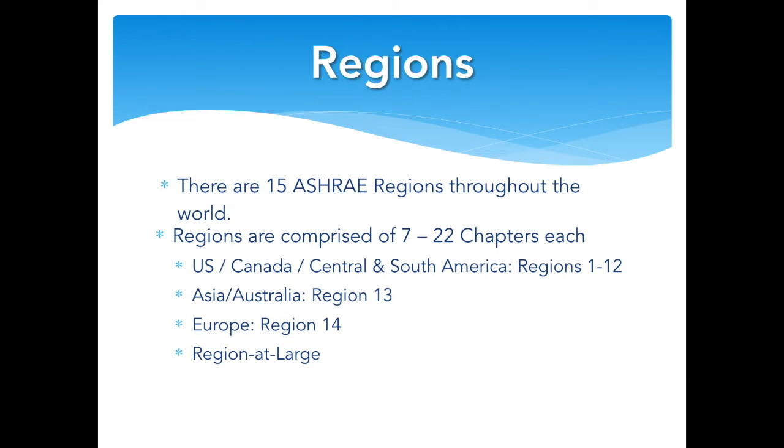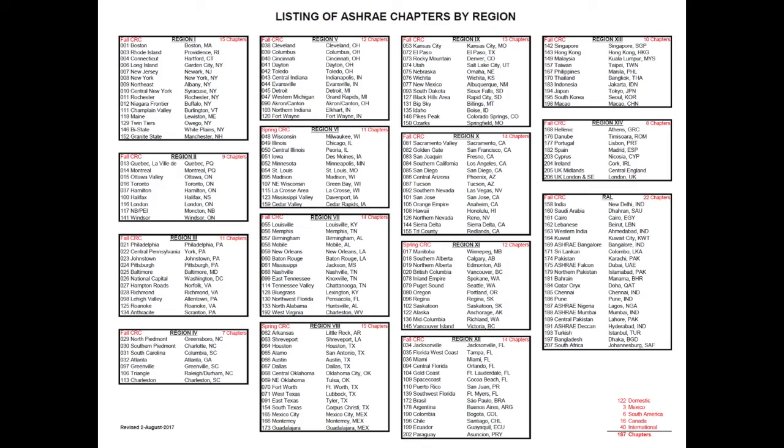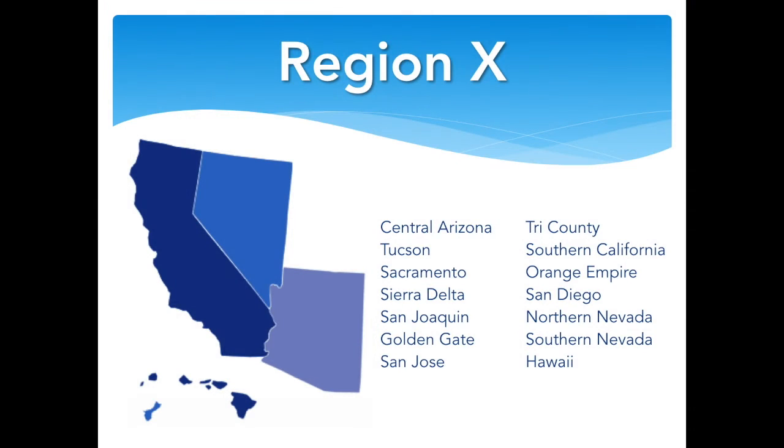Chapters are organized under regions. There are 15 regions throughout the world, and each region is comprised of anywhere from 7 to 22 chapters. Regions 1 through 12 cover the Americas. Region 13 primarily covers Asia. Our newest region, Region 14, predominantly covers Europe, and then the remaining chapters are covered under the region at large, which is divided into two subregions. You can find a complete list of regions and their associated chapters online at ashrae.org. In Region 10, we have 14 chapters across 4 states: California, Arizona, Nevada, and Hawaii.